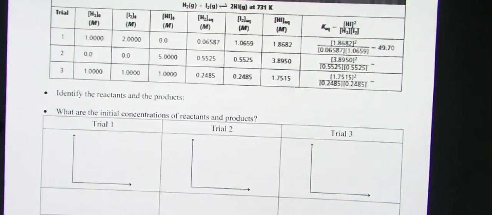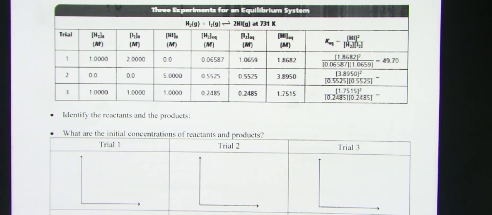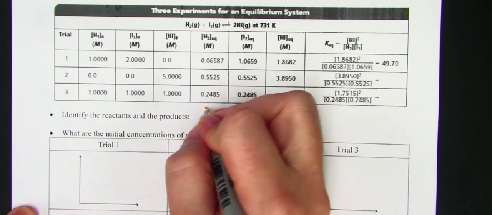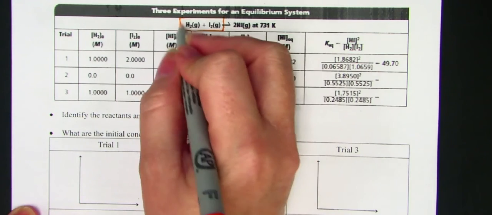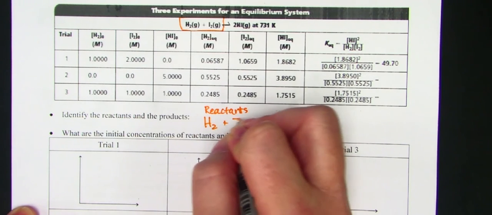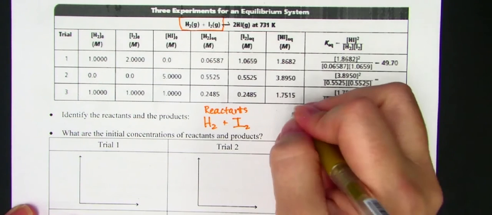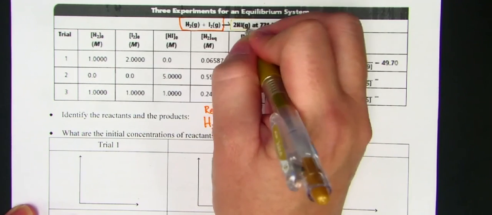We can look at this also numerically, although we will not require you to do calculations on this. So this is another reaction here. I have hydrogen and iodine gas forming hydrogen iodide. The first thing it asks us is to identify the reactants and products. My reactants in this particular reaction are hydrogen and iodine, so H2 and I2. And my products, I only have one product, it's HI.